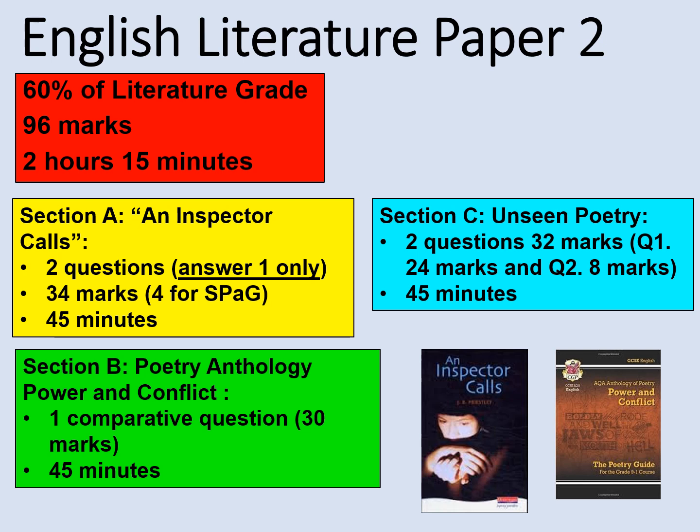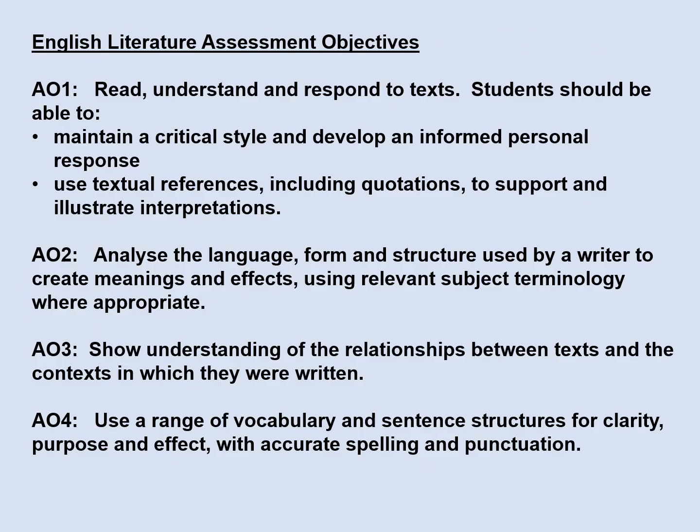Section C focuses on unseen poetry. Students have 2 questions to answer. This section is worth 32 marks. And again, students are expected to spend 45 minutes on this question. On this slide, you can see the English Literature Assessment Objectives.